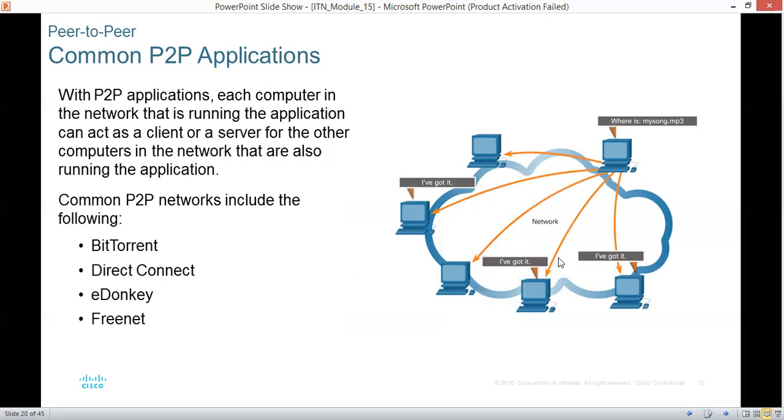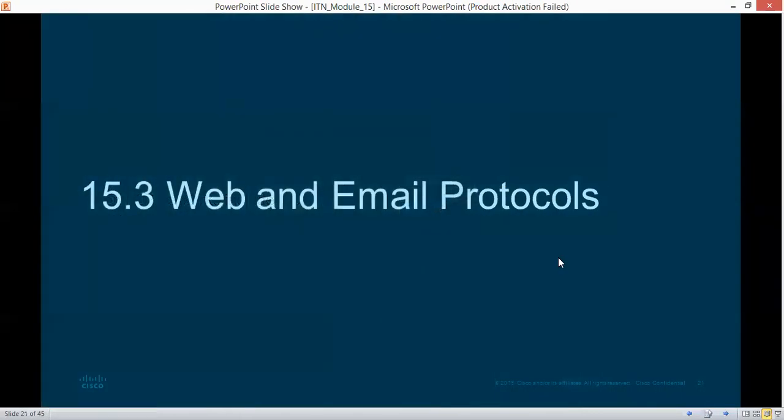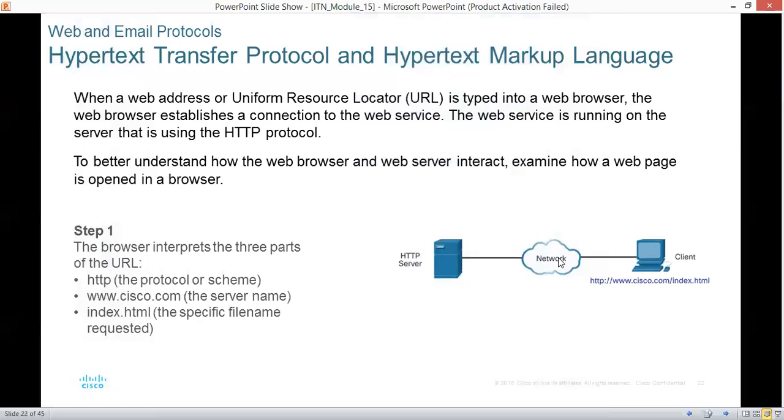These are common peer-to-peer network applications, so you can actually try this out and see how it works. So we look at the web and email protocols. Under this, for you to talk about web and email, you must talk about the Hypertext Transfer Protocol and the Hypertext Markup Language. This is actually used to address web operations generally.